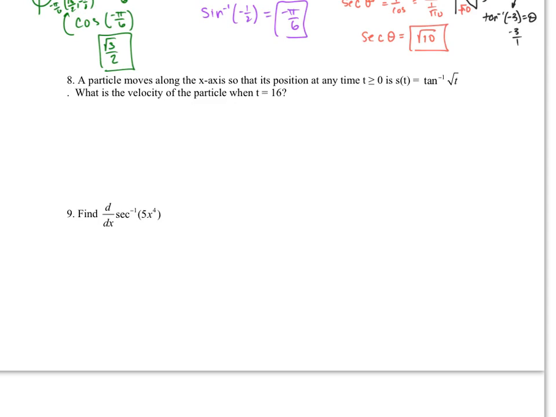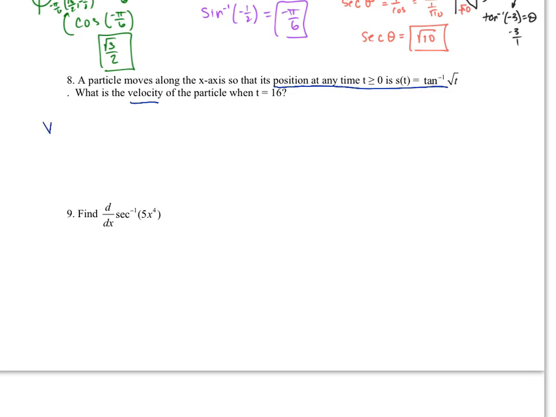A particle moves along the x-axis so that its position at any time t greater than or equal to 0 is s of t equals the inverse tangent, root t. What is the velocity of the particle when t equals 16? So for this question, we need to determine the velocity. Well, we know the position.